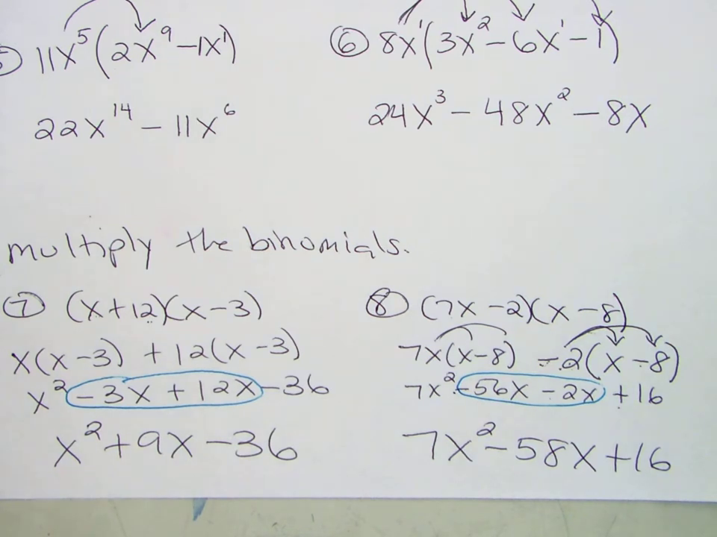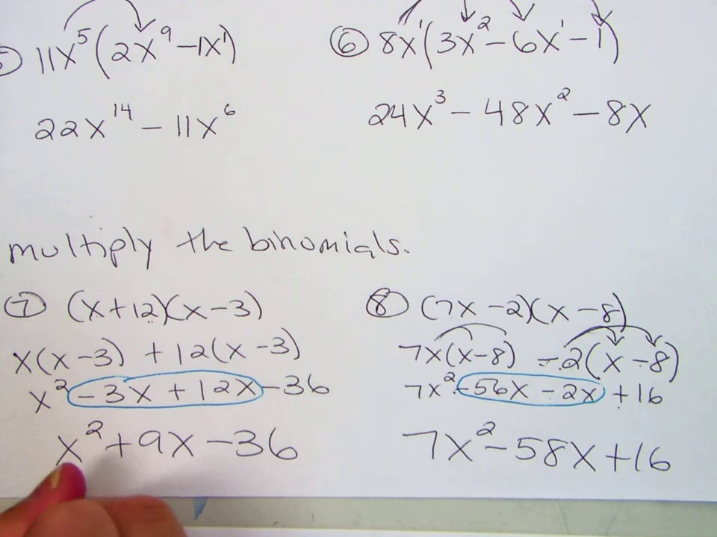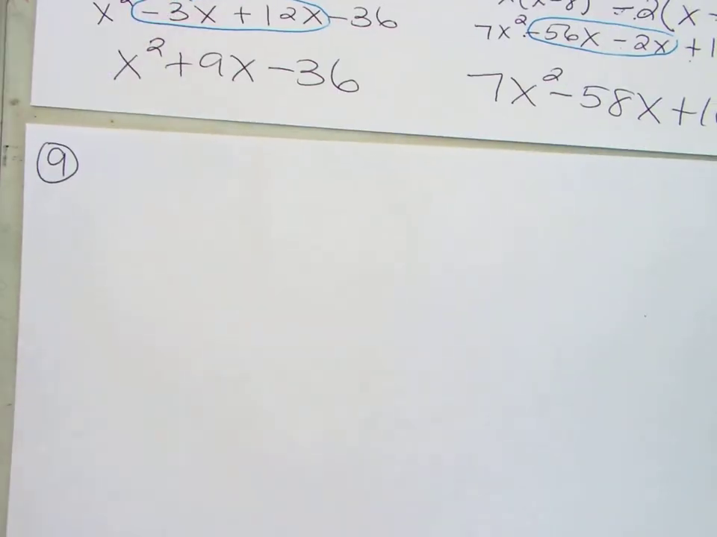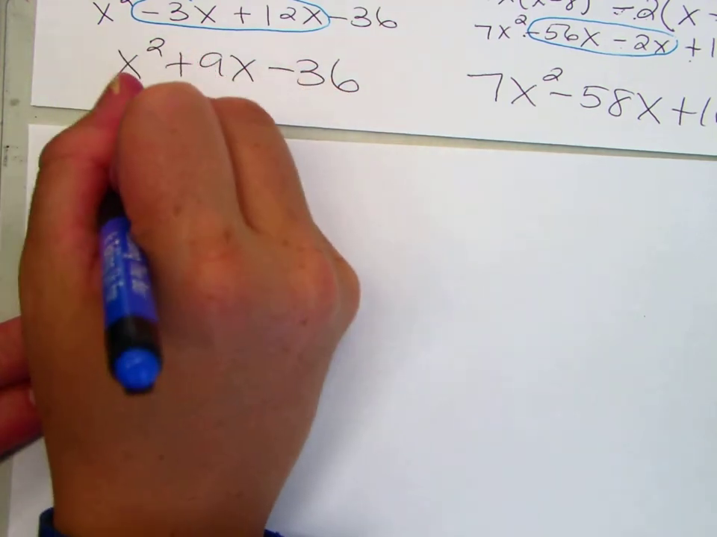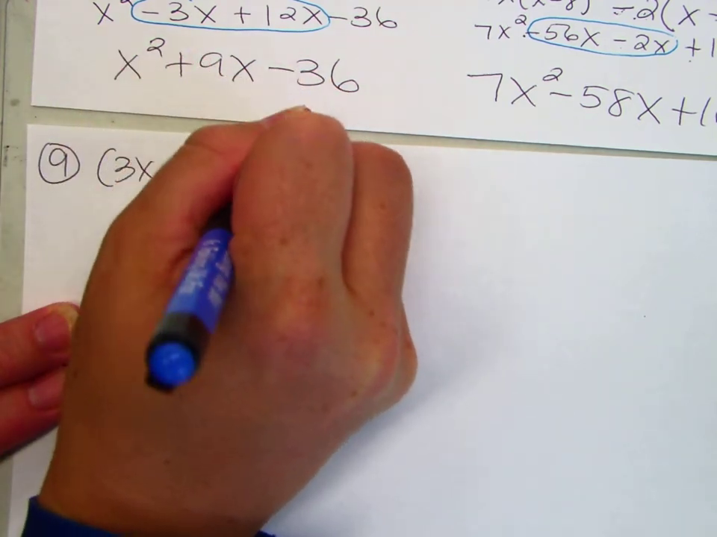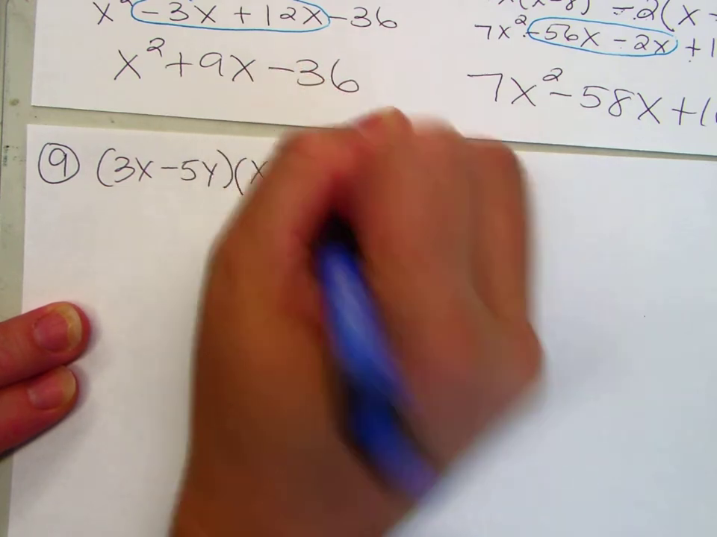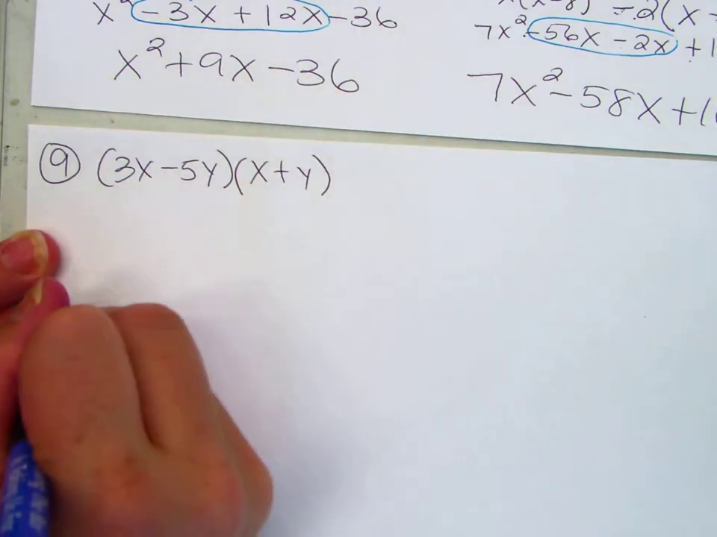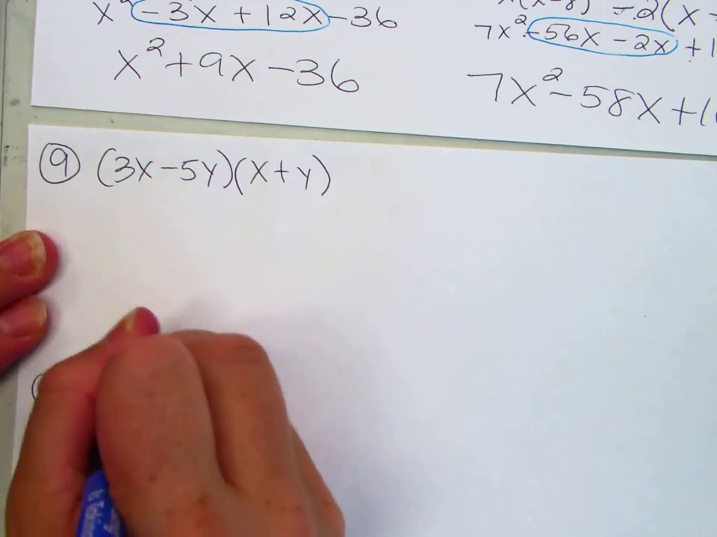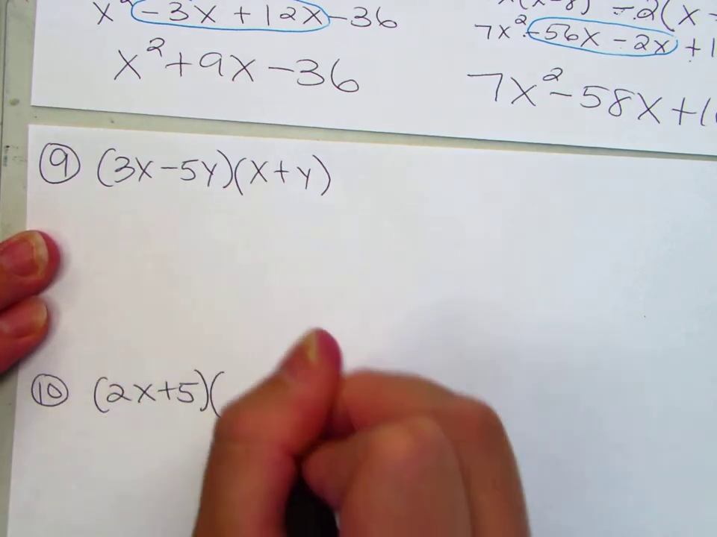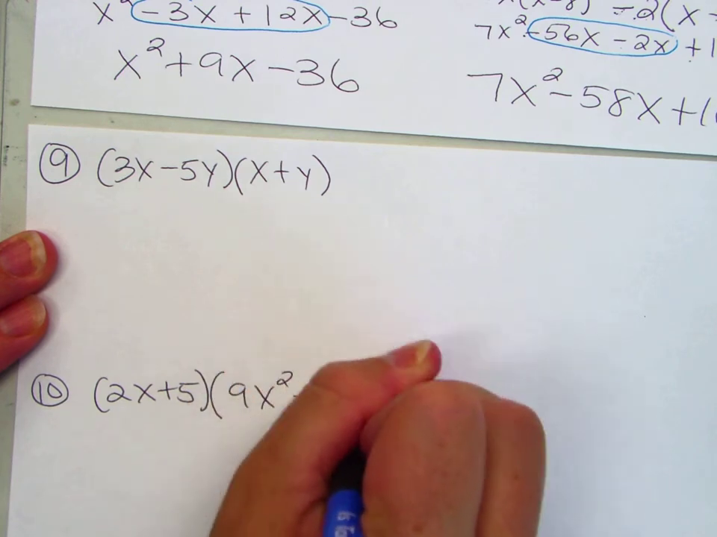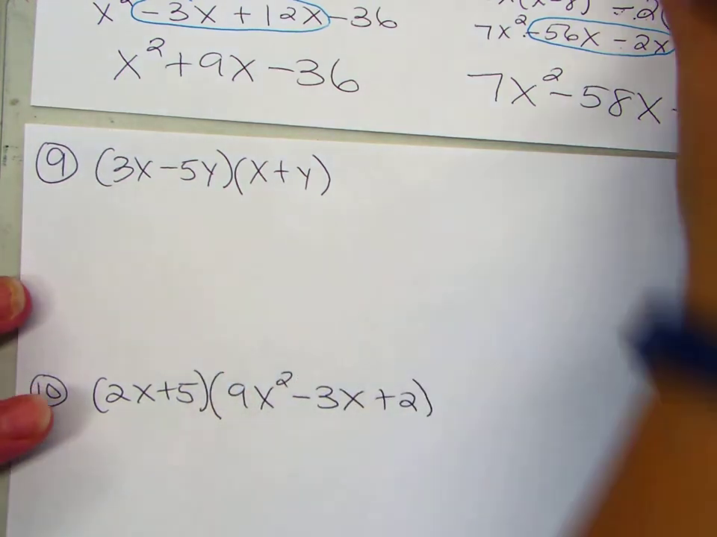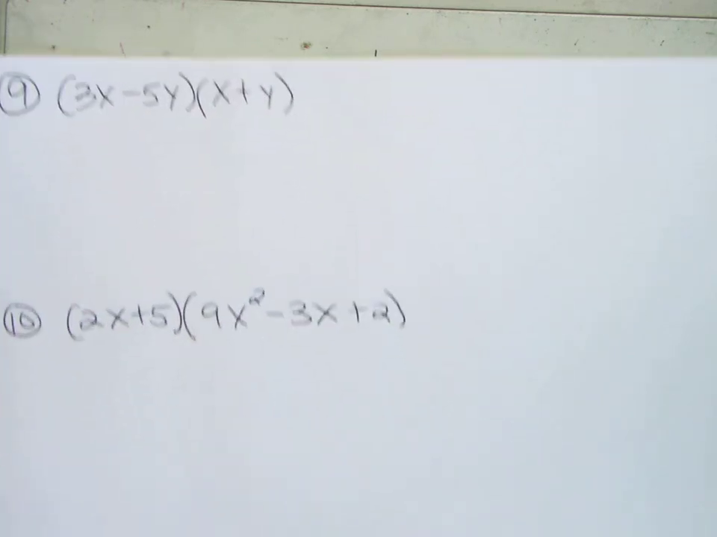Two more distributing problems. All right, number 9. 3x minus 5y times x plus y. And number 10, 2x plus 5 times 9x squared minus 3x plus 2. Pause the video and try these harder ones on your own.